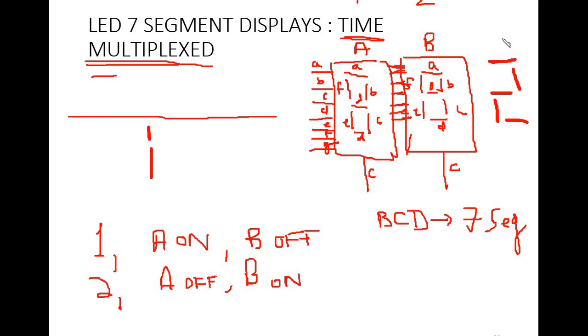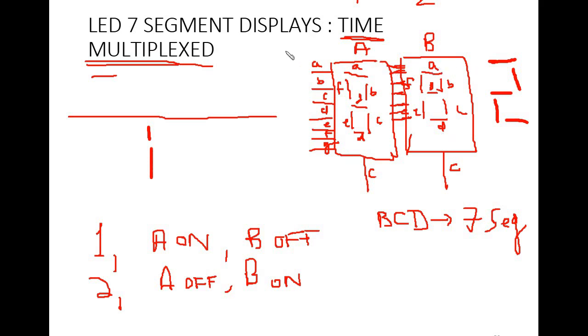So one of the ways for displaying 12 is to power this separately and display a 1 over here, and power this separately and have a 2 displayed over here. But there are 2 disadvantages. One of them is that the power consumption is a lot because this displays on all the time and this displays on all the time, display A and display B.